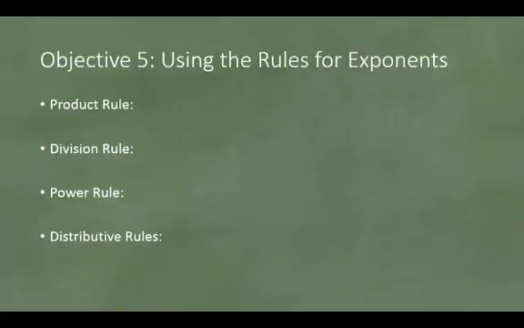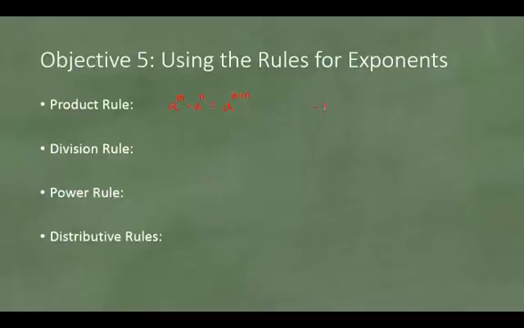Objective 5, using the rules for exponents. The product rule for exponents: if we have any base a raised to some power m, times the same base raised to a different power n, the product rule says that we can add the exponents. Keep the same base a, and add the powers, m plus n.